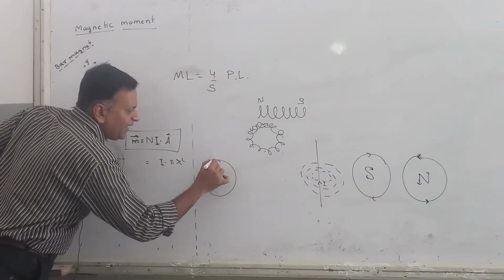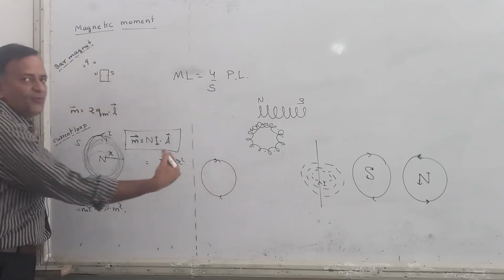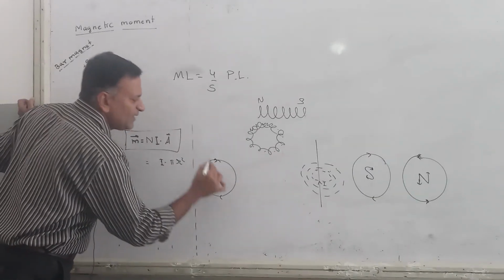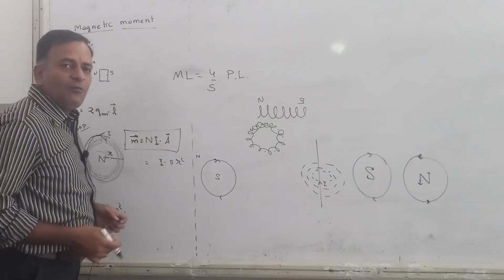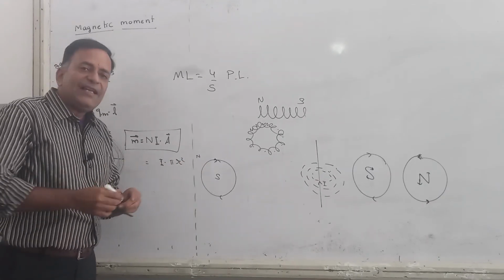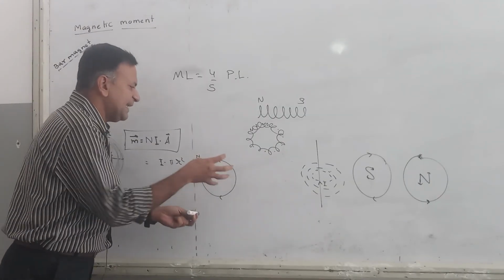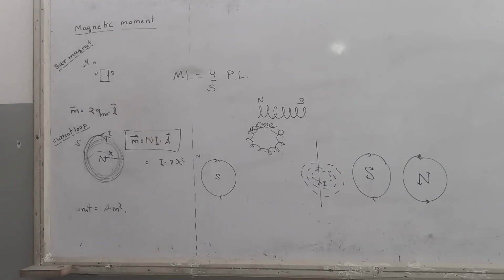Similarly, if I have a current loop like this and the current is flowing like this, clockwise, then the pole you see in front, that is the south pole, and the one behind is the north pole. What is the direction of the magnetic dipole moment? It is from south to north. So the direction of the magnetic dipole moment will also be from south to north, that will be inside. Okay. This is a very simple method to calculate the dipole moment of a bar magnet and of a current loop.